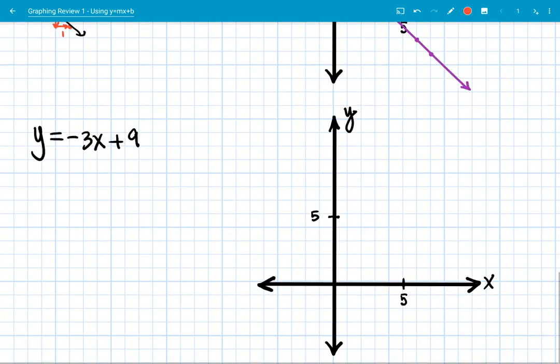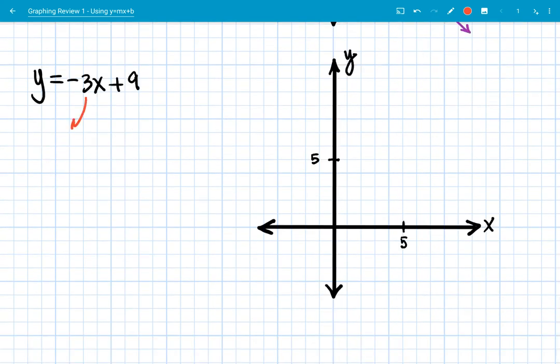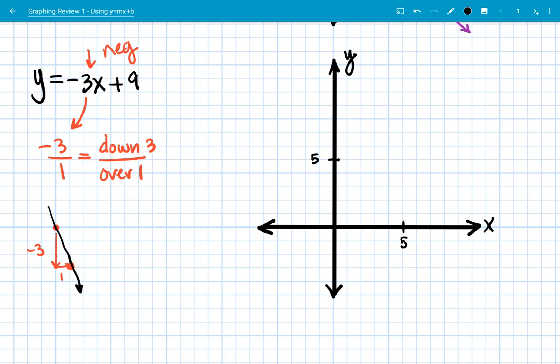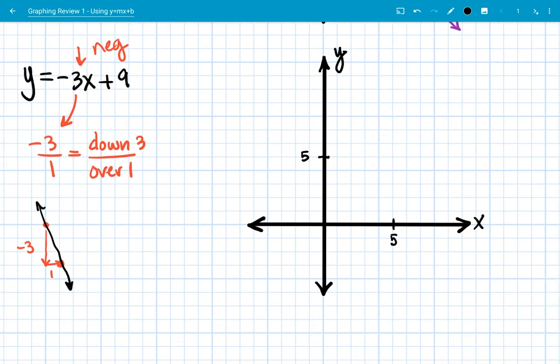So the first thing I'm going to look at again is the growth rate. I'm going to think of it as a fraction. And that's telling me down 3. And then because the 1 is positive, it's over 1 to the right. So I know the pattern just at a glance is down 3, but over 1 to the right. Since the growth rate's a negative number, I knew before I started that it was going to be downhill to the right. It's just going to be a pretty steep line going downhill to the right.